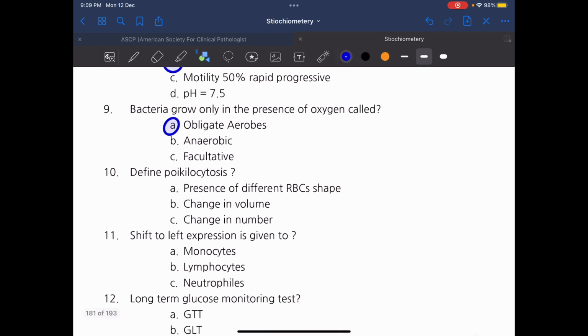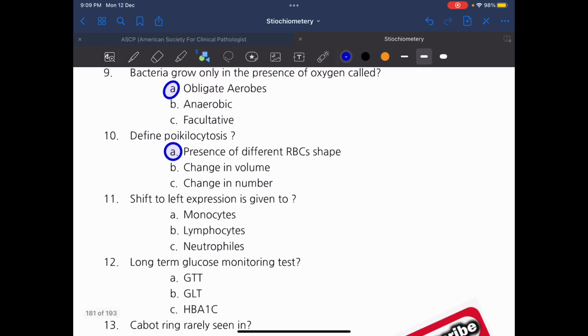Next question. Define poikilocytosis. Presence of different RBC shapes, change in volume, or change in number. Poikilocytosis means presence of different shapes of RBCs. So the correct answer is A.